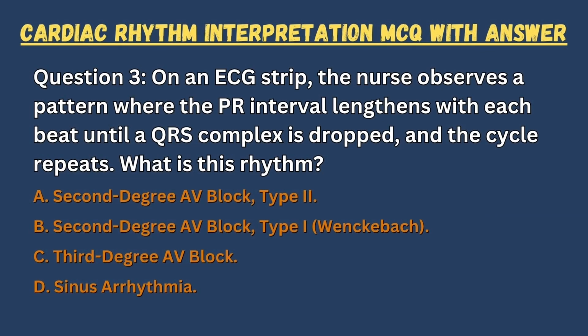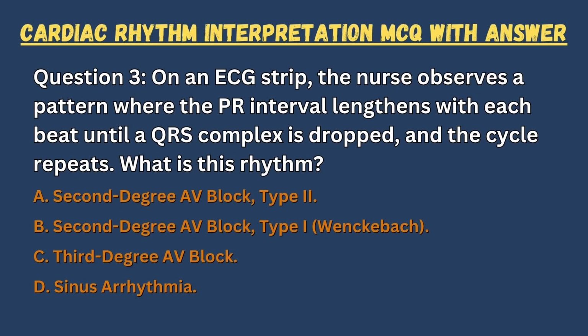Question 3. On an ECG strip, the nurse observes a pattern where the PR interval lengthens with each beat until a QRS complex is dropped and the cycle repeats. What is this rhythm? A. Second degree AV block, type 2.